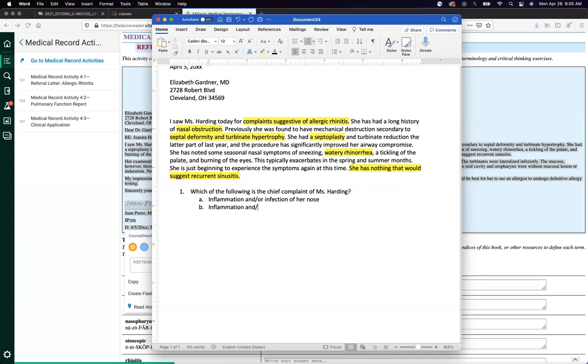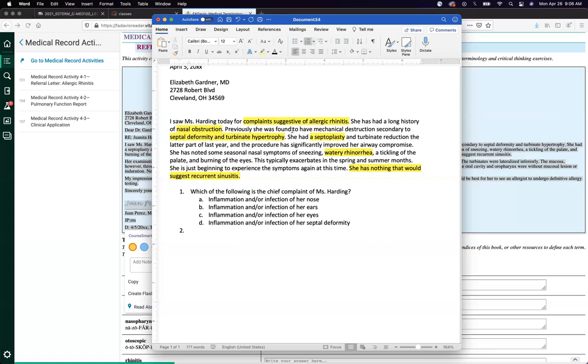inflammation and or infection of her ears, inflammation and or infection of her eyes, and inflammation and or infection of her sinuses. Let me be tricky. Of her septum. Septal deformity. This is for someone who's not paying attention.